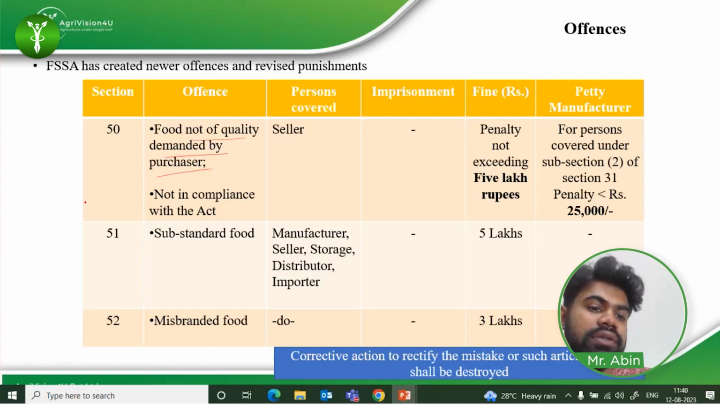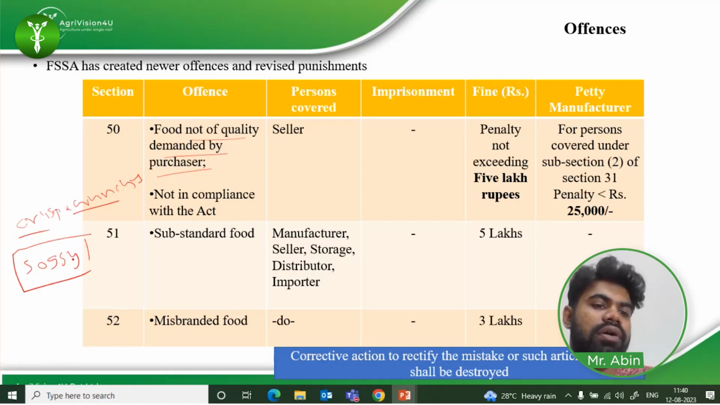Like a product where they have promised a crispy and crunchy product, and the consumer got a product which is soggy. Then he did not get the product which the company has claimed, right? So in this case, the seller will be covered under this, and the penalty is not exceeding 5 lakh rupees. And if a petty manufacturer who has only a registration is involved, he will be responsible only for a penalty of 25,000 rupees.